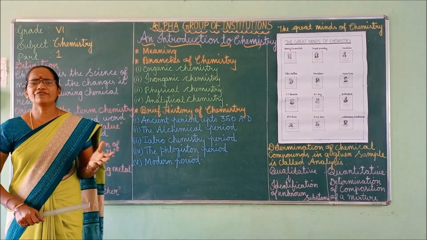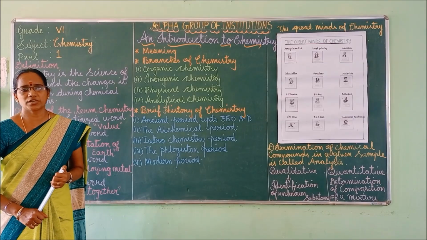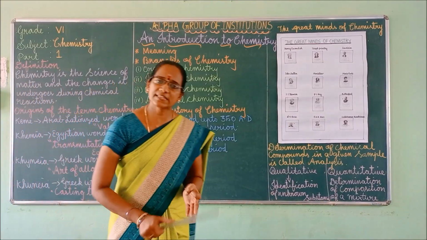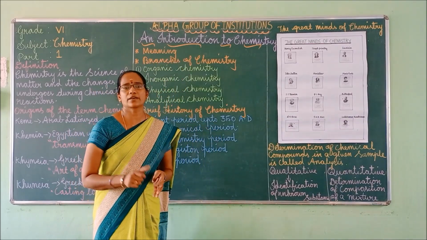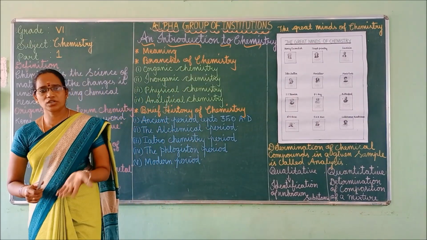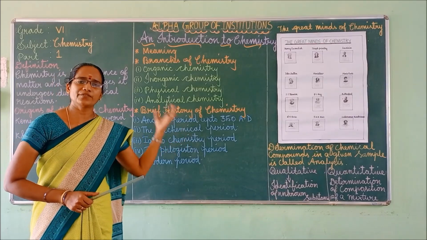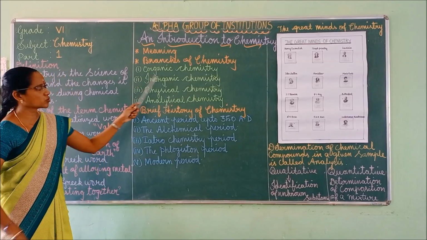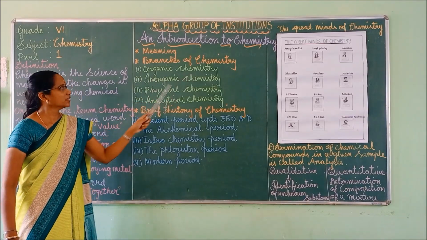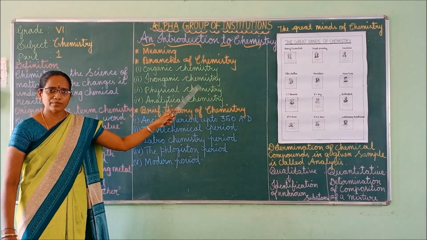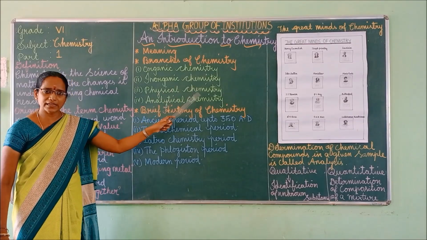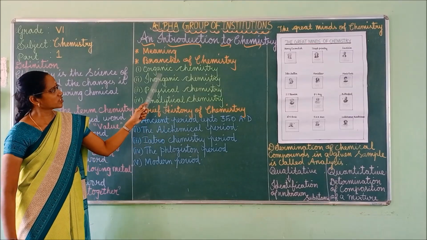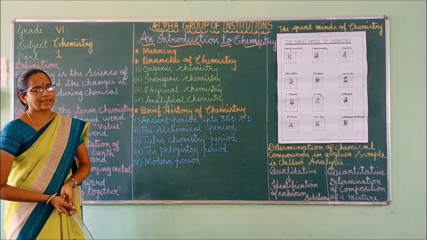There are different branches of chemistry like organic chemistry, inorganic chemistry, physical chemistry, analytical chemistry and biochemistry, like that. But in this topic we are going to learn about 4 branches. What are they? First one is organic chemistry, second one inorganic chemistry, third one physical chemistry, fourth one analytical chemistry. First, let me discuss about organic chemistry.